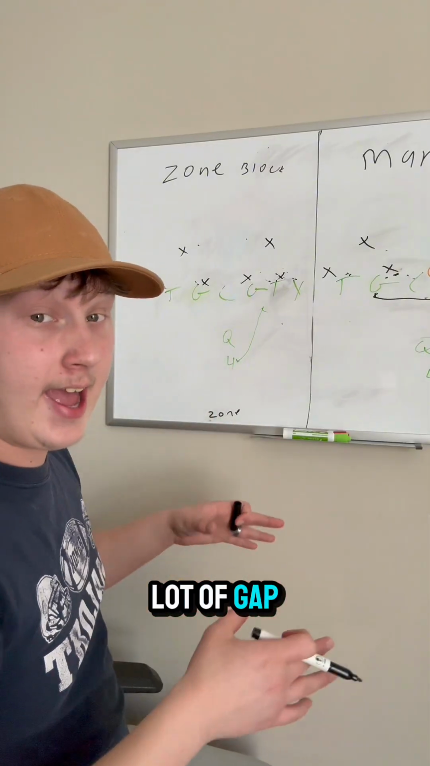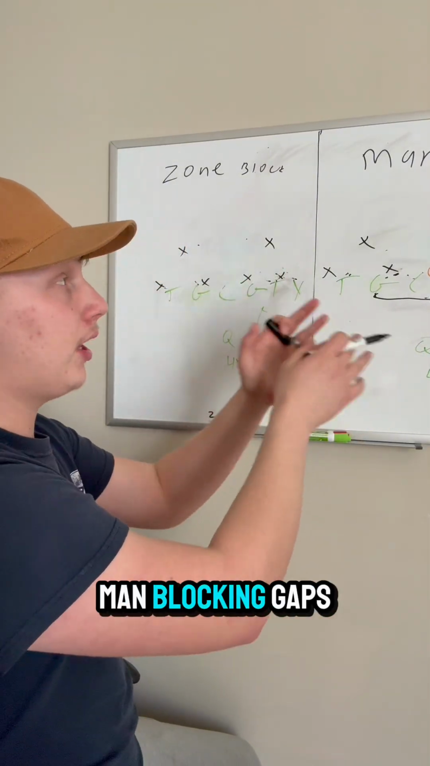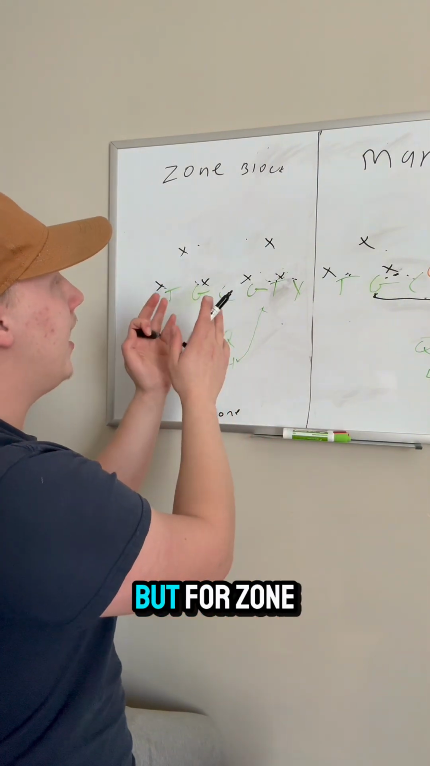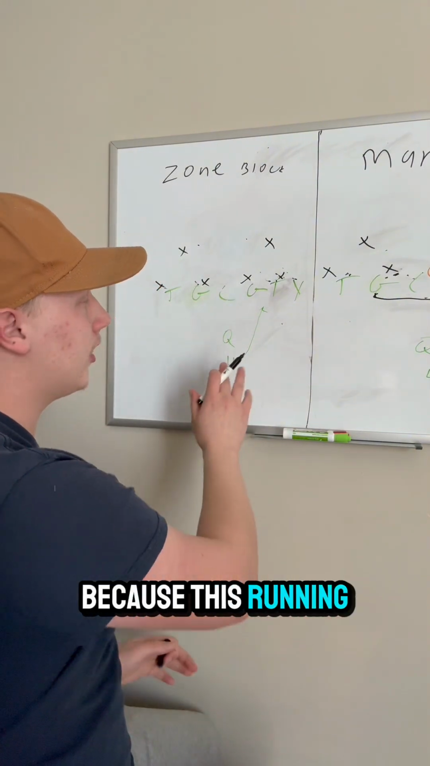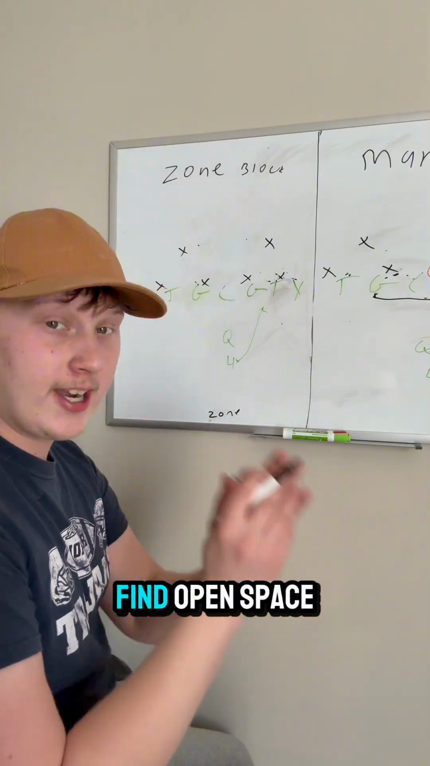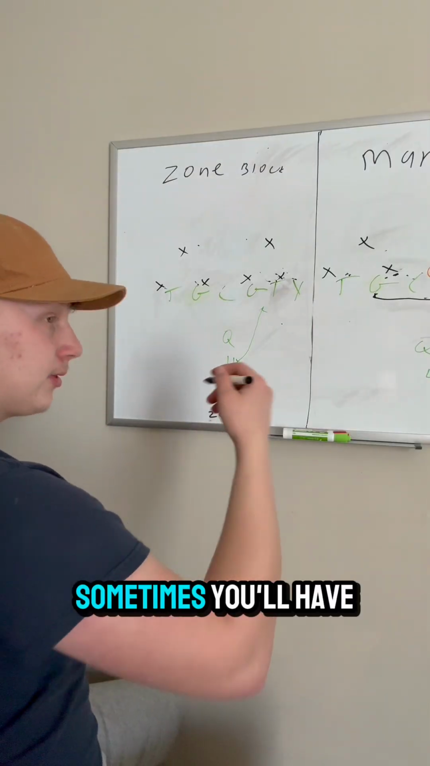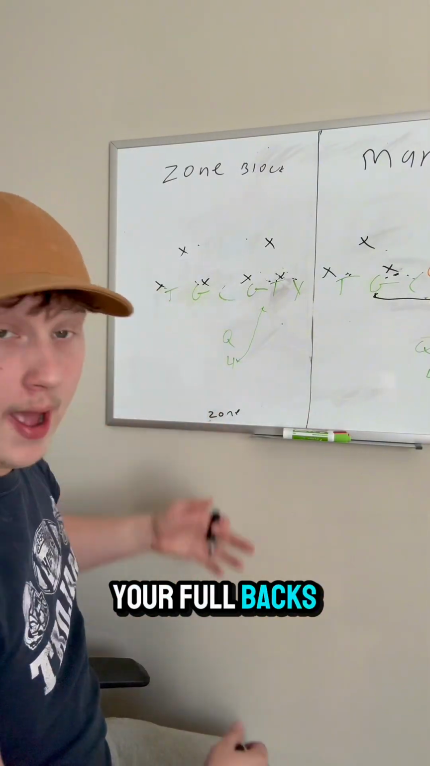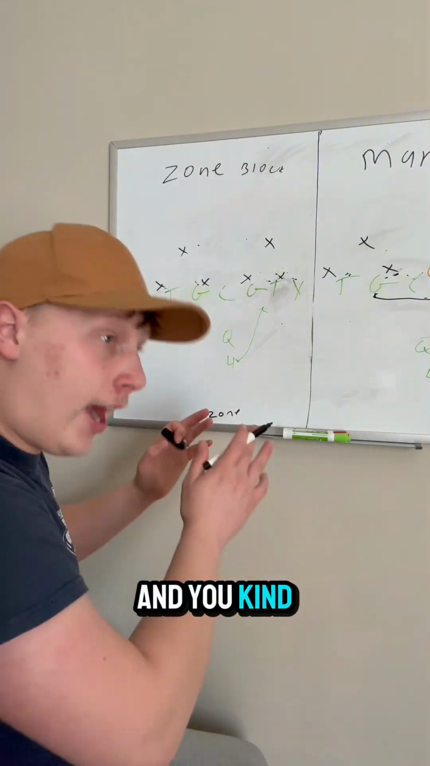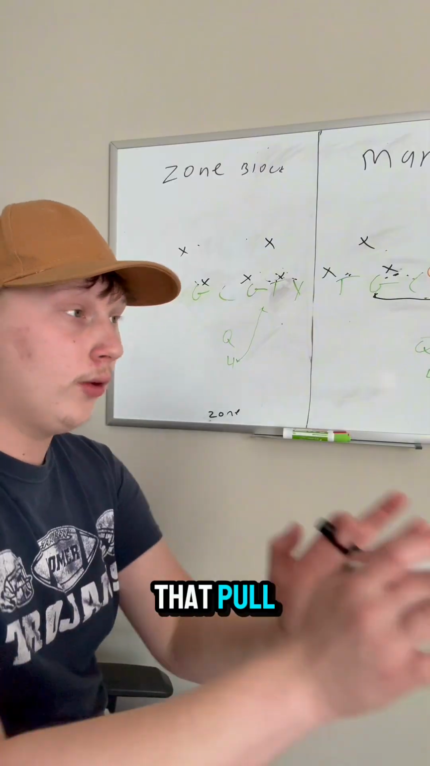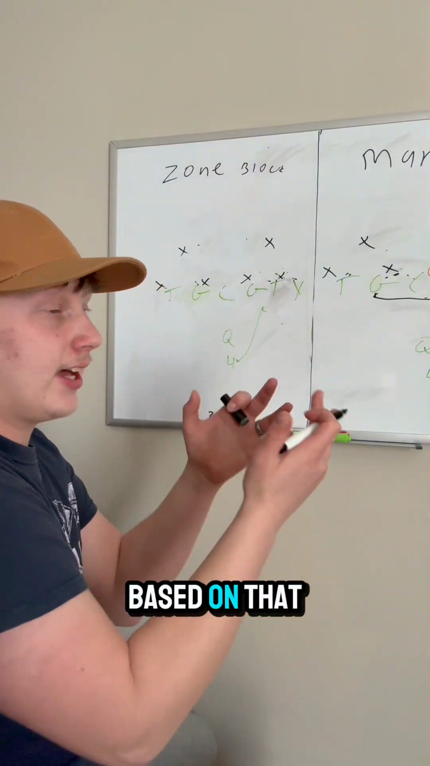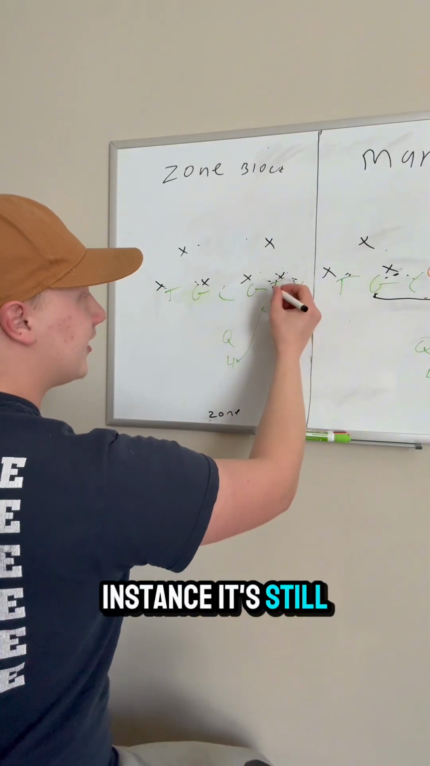So I know I'm saying a lot of gap, but because we just talked about man blocking gaps, I'm kind of putting them into the terms for zone. But zone is different because this running back isn't taught, go to that gap. He's taught, run to that zone, find open space, and go. Sometimes you'll have your fullbacks or your Z-backs or your Ys or whoever it may be that's pulling, and they'll be taught to follow that pull, follow that lead blocker. But still, they're making a read based on that blocking scheme.